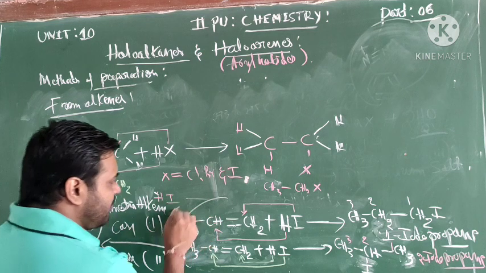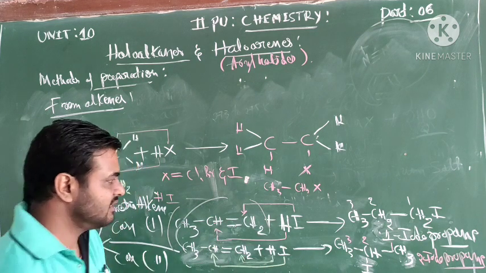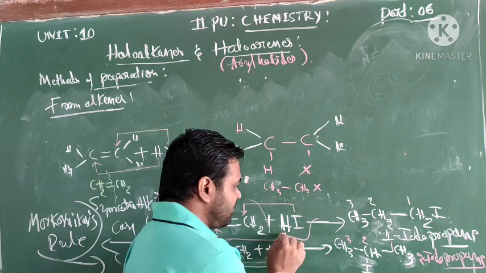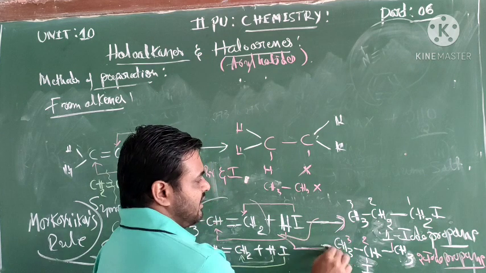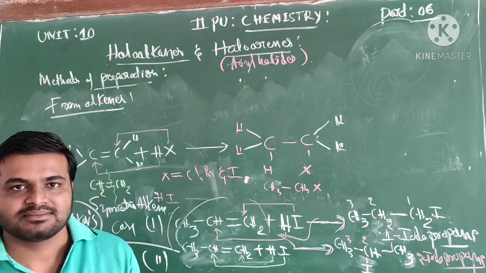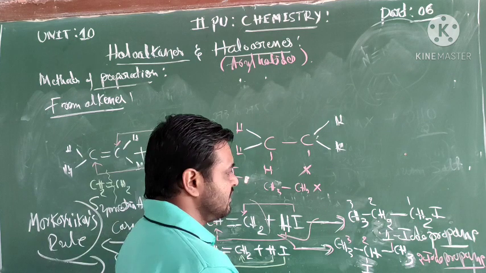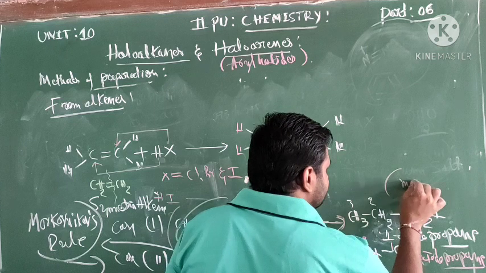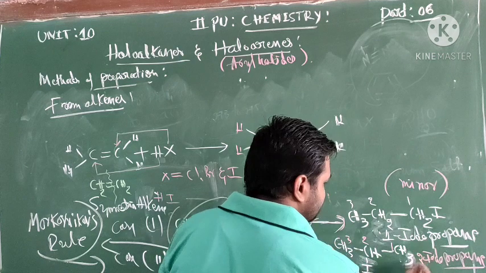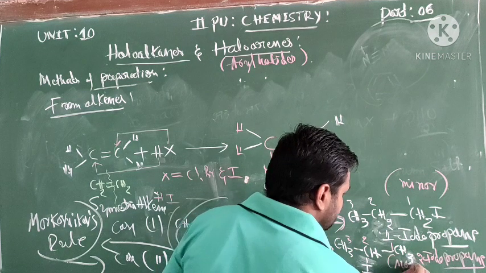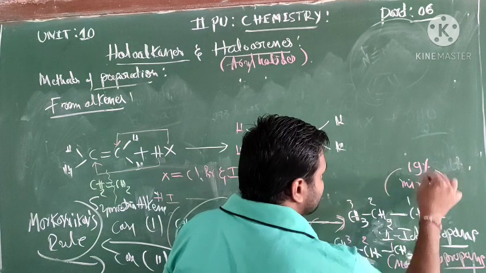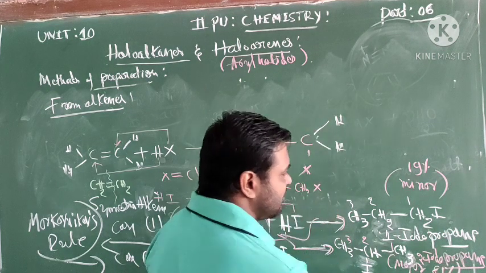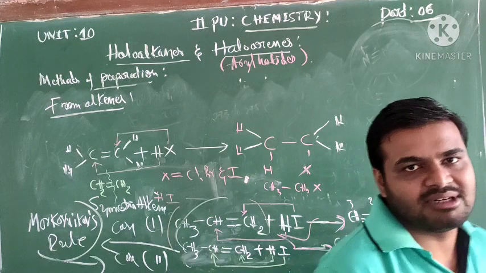So in this method, only one alkene is giving two types of possible products. In that, this is called minor. This is the major. This is only 19%. It is 81% of the product yield.